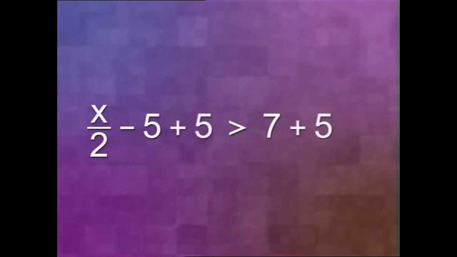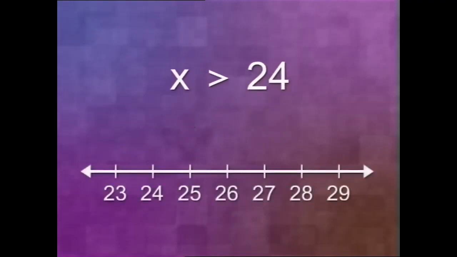5 is added to both sides of the inequality. Then we use the multiplicative property. Since the multiplier, 2, is a positive number, the inequality sign remains unchanged, and the result is x is greater than 24. And we can show the graphical representation of this inequality on a number line.